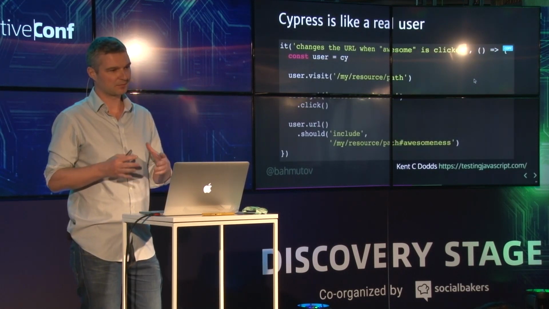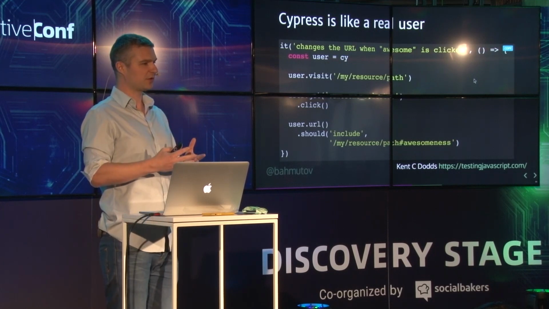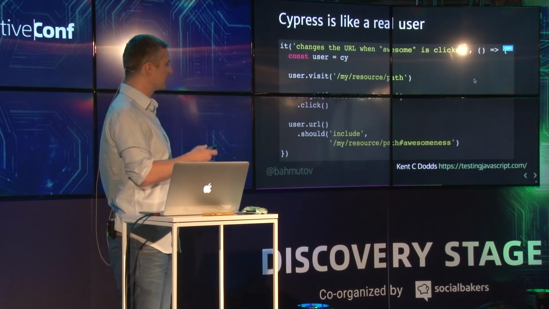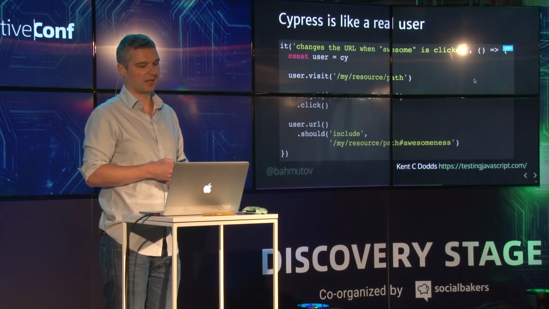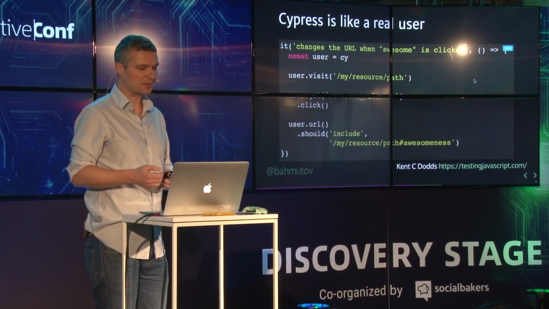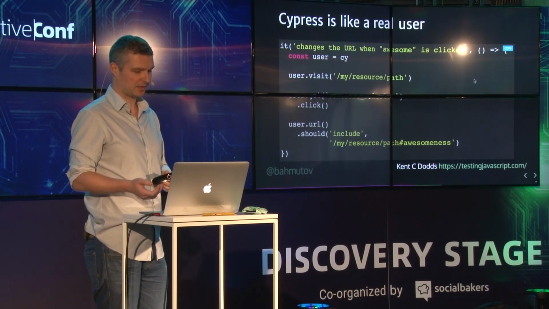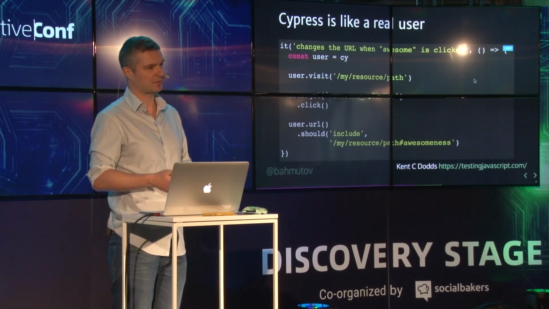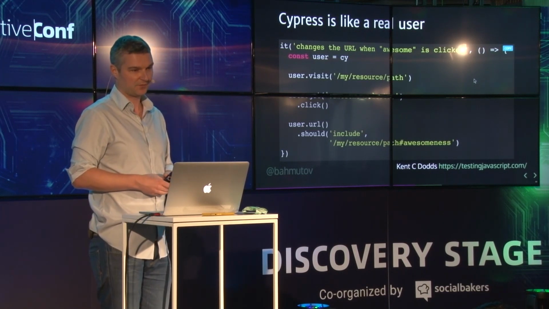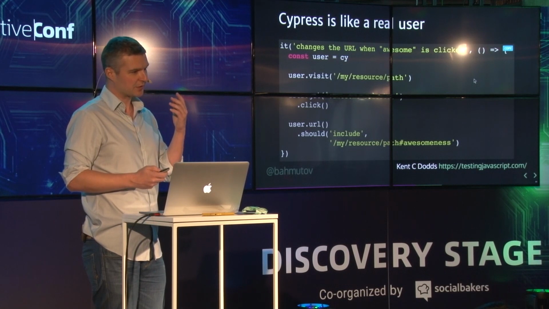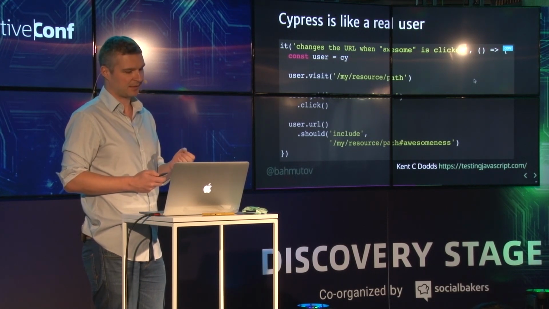So with Cypress, if you think about the cy variable that we give you, it usually should be called a user. A user visits a URL. A user gets a selector and clicks on it. A user looks at the URL and checks that it contains a new URL. Think of it that way. And this kind of shows our perspective on running tests.